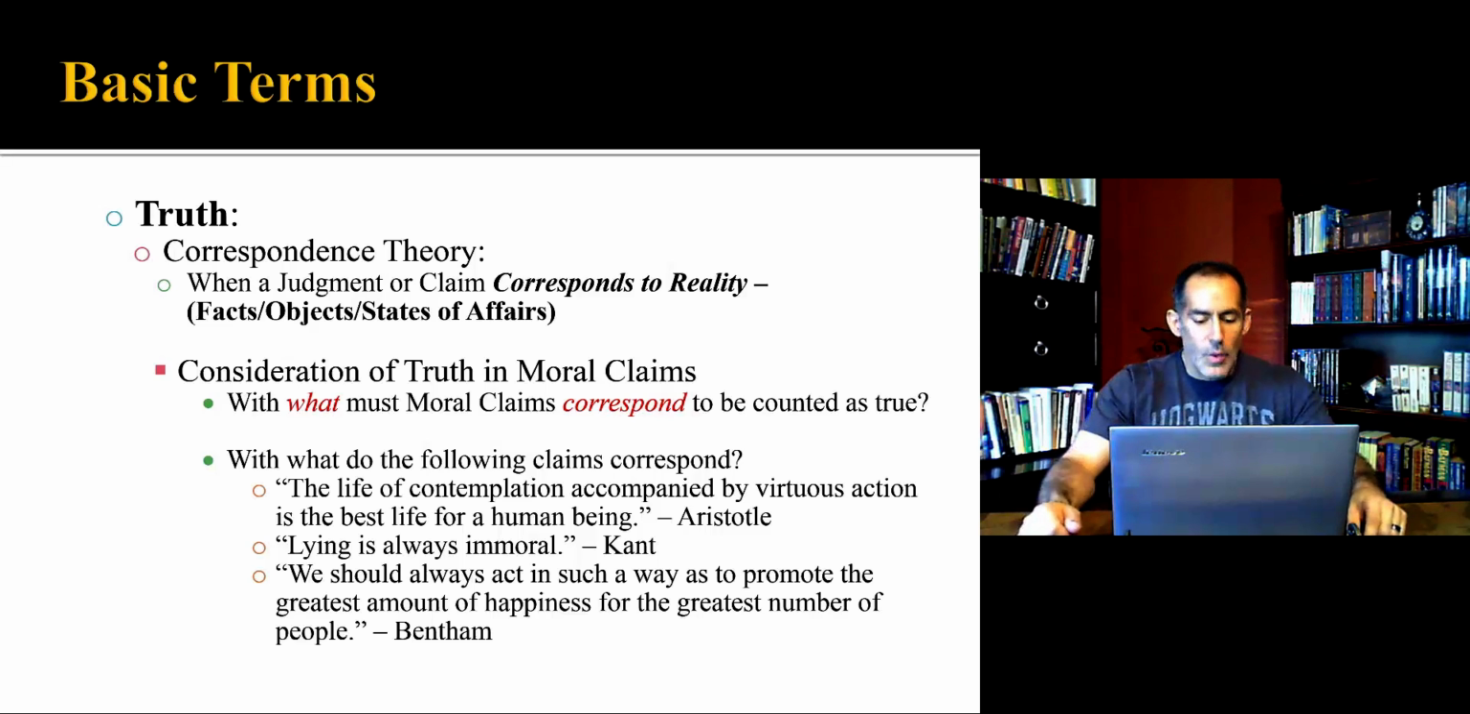So, for instance, with what do the following claims correspond? The life of contemplation accompanied by virtuous action is the best life for a human being. That was Aristotle. What does that correspond to? Lying is always immoral. We should always act in such a way as to promote the greatest amount of happiness for the greatest number of people. These are moral claims. And it's hard to see what object or reality they point to or correspond with. So there's a problem right there for ethics: can moral claims be true, given our definition of what truth is?